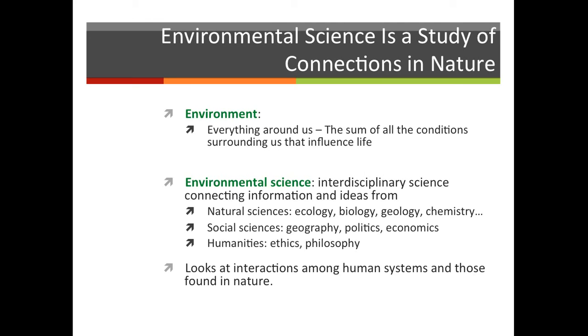We also want to make sure we distinguish between environmental science and environmentalism. We know that environmental science is an interdisciplinary science, and we're going to be studying the interactions among human systems and those found in nature. By system, we're going to be talking about any set of interacting components that are going to influence each other. But when we want to talk about environmentalism, we want to make sure you know that that's a social movement that's going to be seeking to protect our environment. So those are two different things.